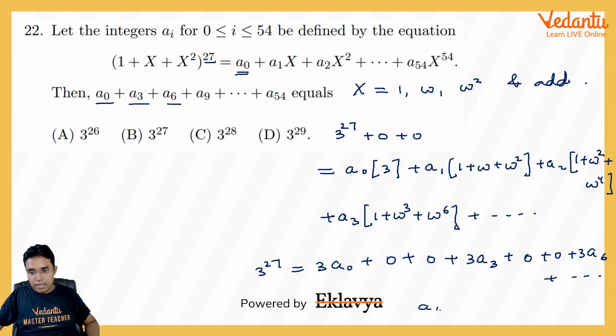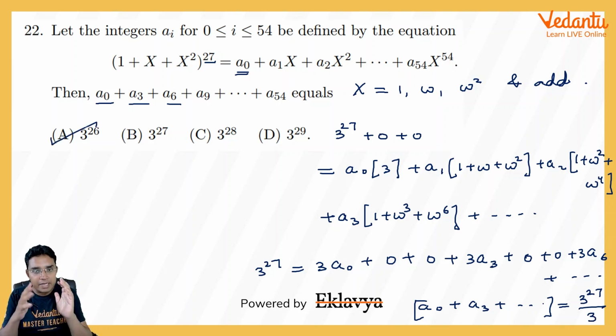So whatever they are asking, a naught plus a3 and so on, this will be actually equal to 3 power 27 by 3. So that is 3 power 26. So the answer for this has to be A. One very standard problem. We have seen such questions in JEE Mains also. In fact, in 2017 or 2016 in KVPY also there was such a question.